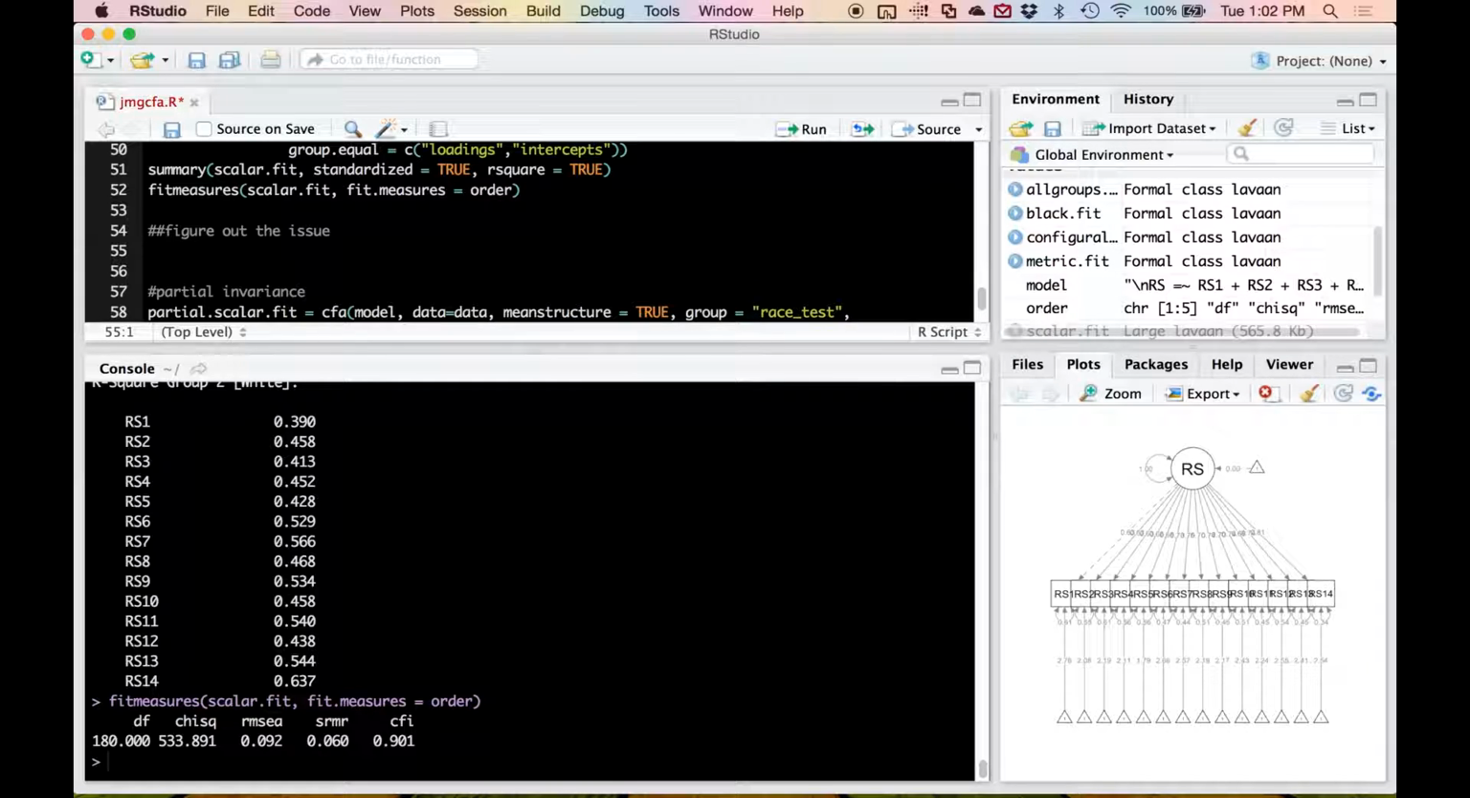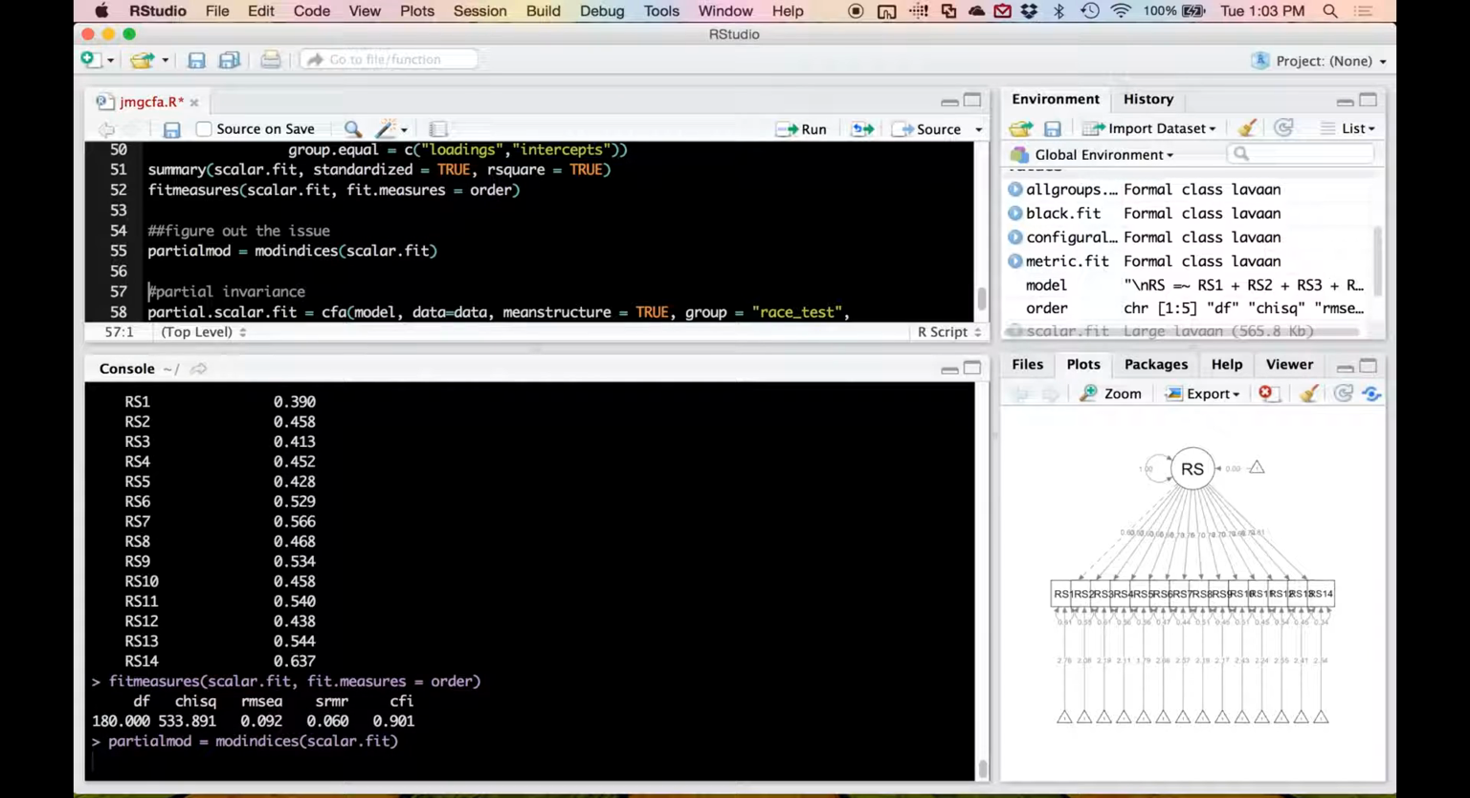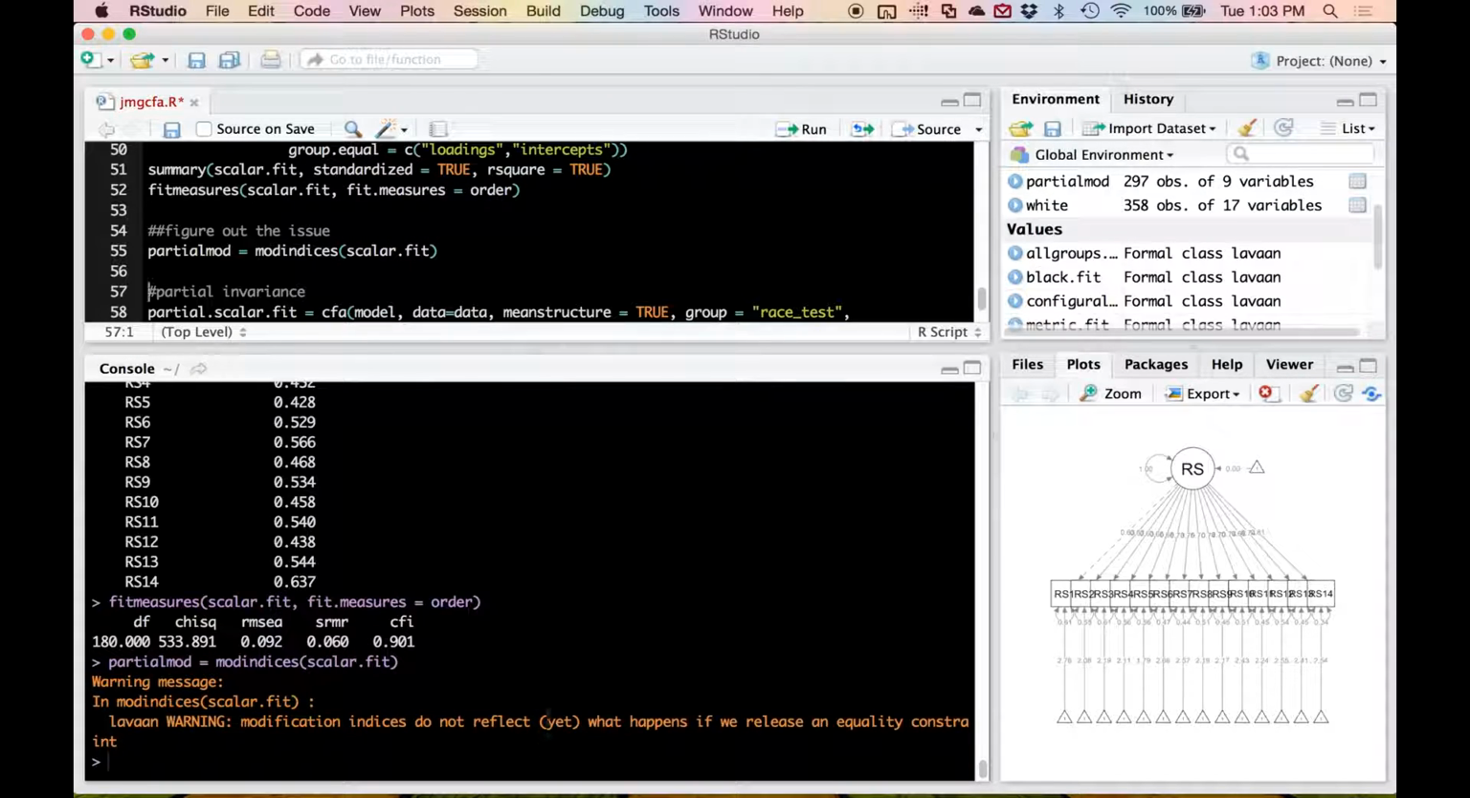And so to do that, what you're going to do is use modification indices. So we're going to get the partial modification indices. So I'm going to do mod indices, and we're going to do that on the step we're working on, so scalar.fit. If you just run that, it gives you a little warning saying this isn't perfect for equality constraints. And I said, great, I'm just using it to find what to test.